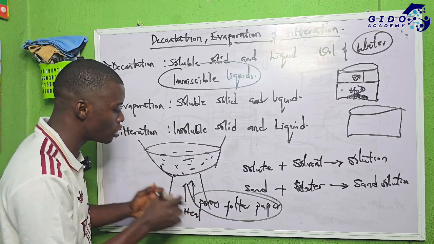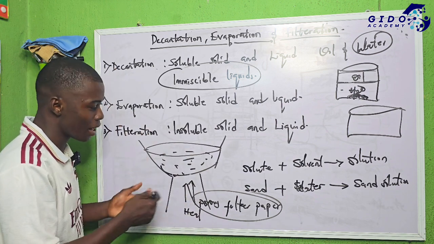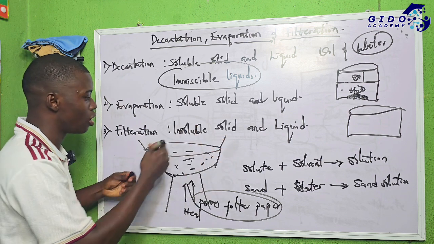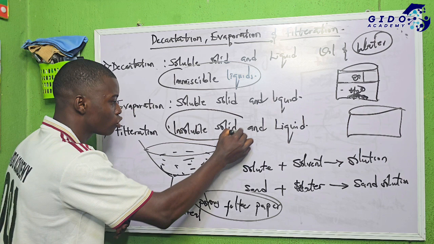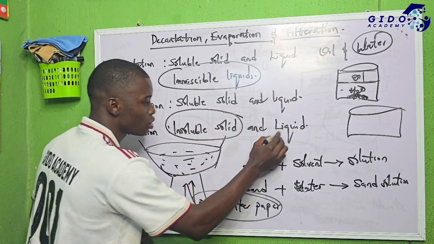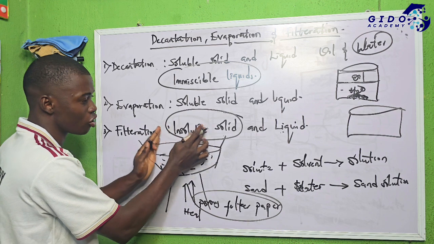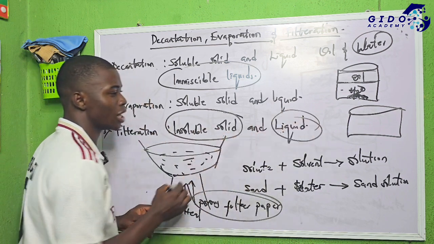So when you use a filter paper, let's say I am using an ordinary paper to filter something, what you are going to filter would be insoluble solid from what? From solution. So you are going to get your insoluble solid, which is your solid, and your what? And your liquid at the end of the whole thing.